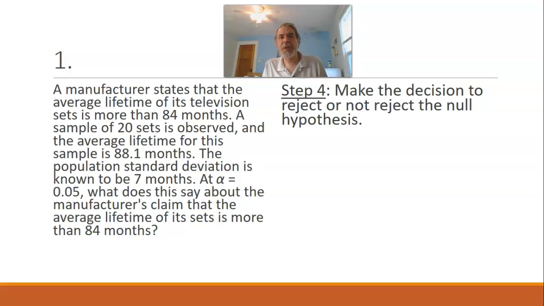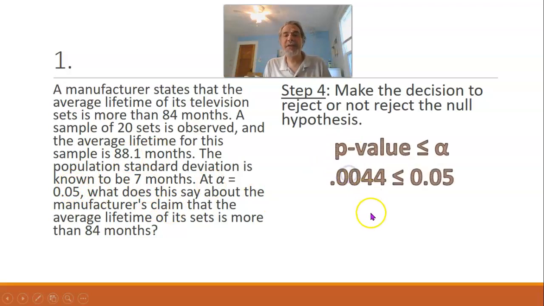It's actually the probability that you would get these kind of results if the null hypothesis were true. But a small p-value means the null hypothesis is probably not true. We're going to reject it. So in this case, the p-value was small. It was smaller than the number we were using for alpha.